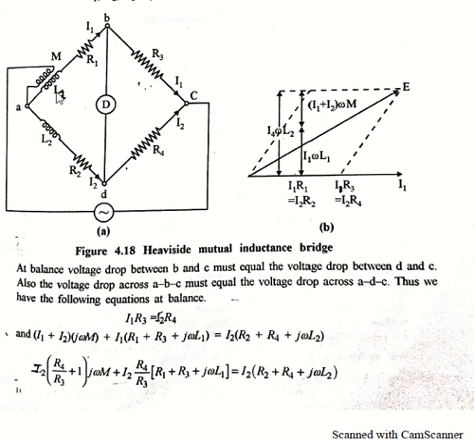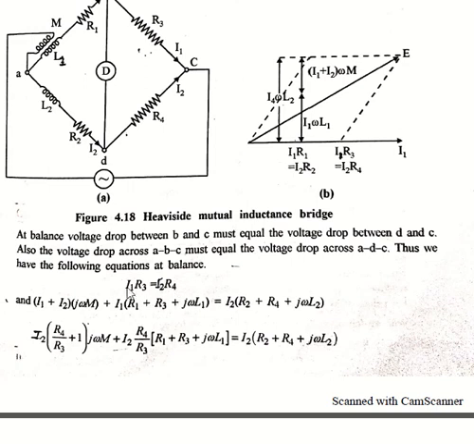That is the voltage drop across this L1, R1 and R3, which equals the voltage drop across ADC. So I2 multiplied by (R2 plus R4 plus j omega L2). Now from this equation, I1 R3 equals I2 R4, we will get the value of I1 and substitute the I1 value in this second equation. In substituting the value of I1, we have taken I2 common.